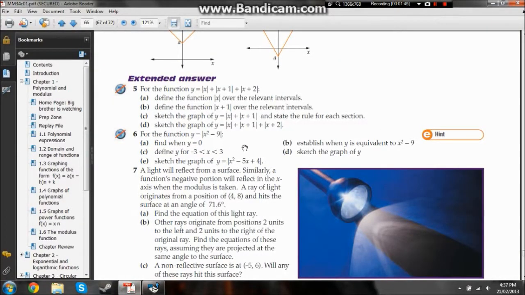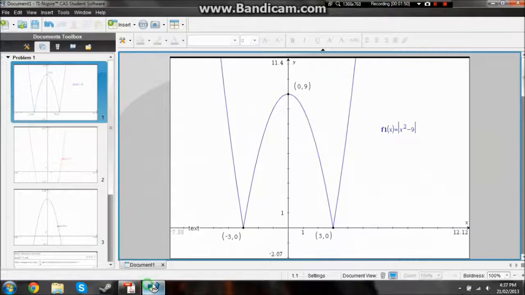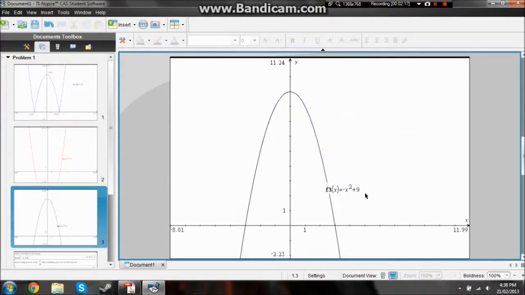Define y for negative 3 is less than x, which is less than 3. This question is asking, define the equation between these 2 points. If you ignore these outside lines and you just have this parabola here, we can see that it's a negative parabola, so it's going to be negative x squared, we know that, and the graph has been moved up 9, and the intercepts are negative 3 and positive 3, so it's going to be negative x squared plus 9, which you can see here, and that is the same middle section as this.